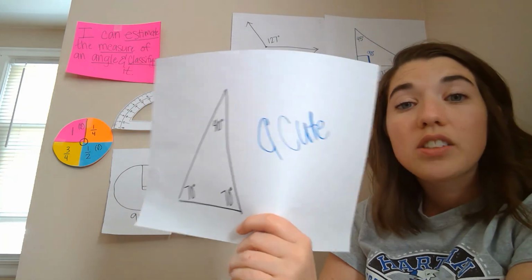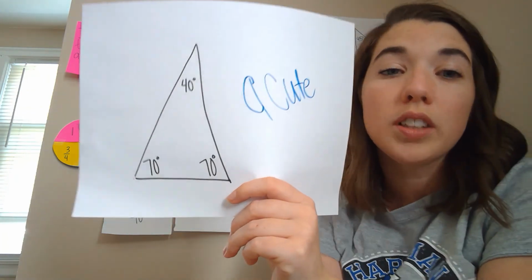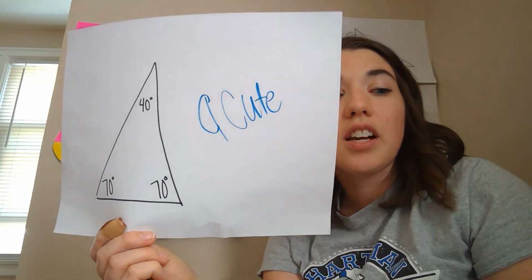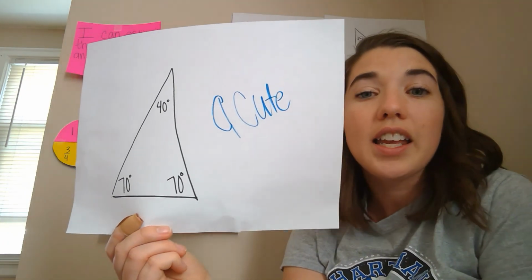So now you have an extra tool in your toolbox. If you see numbers next to those angles, that tells you what type of angle it is and can help you classify it.